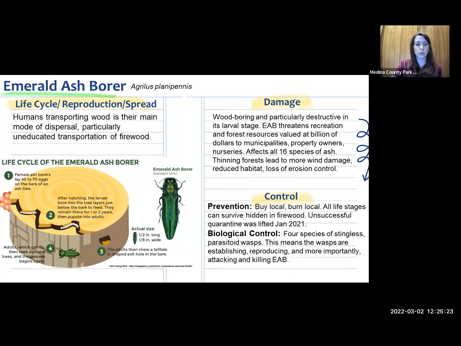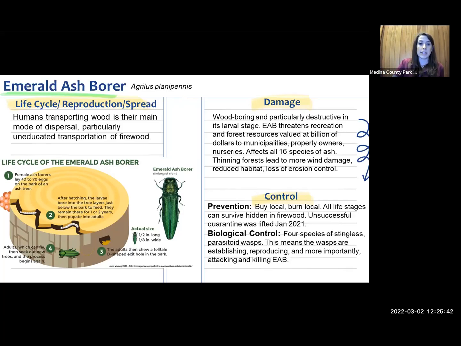So very similar story to the Asian longhorned beetle. Again, it was transported around from firewood, from lumber, anything like that, any sort of wood that was moved around. And people just didn't know, right? They're very small and they're hard to see.